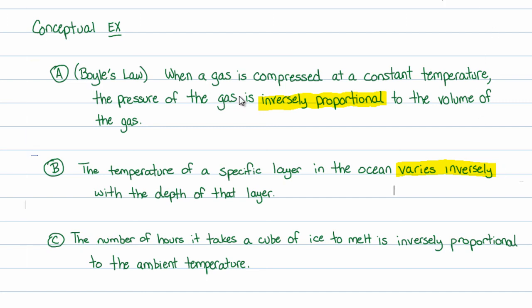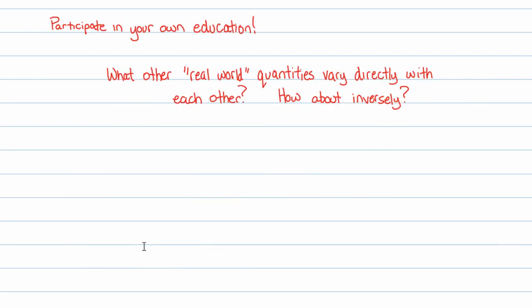Now, I hope that this has helped you find a better conceptual visualization of variation problems. After this, you should really attempt to find your own variation problem. So participate in your own education. Take some time to determine what other real world quantities vary directly with each other, and try to find some that also vary inversely with each other. It's actually not that difficult, but it's good for you to spend some time thinking about this.